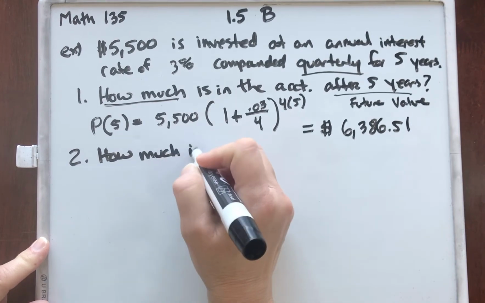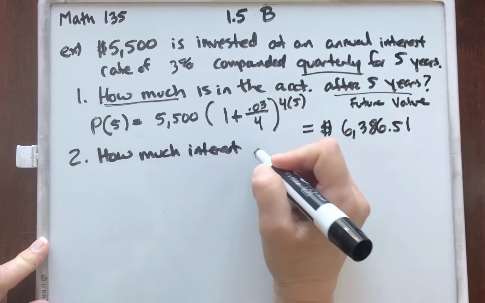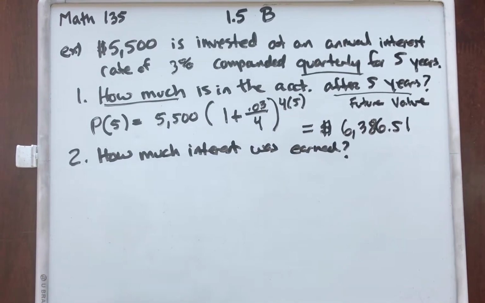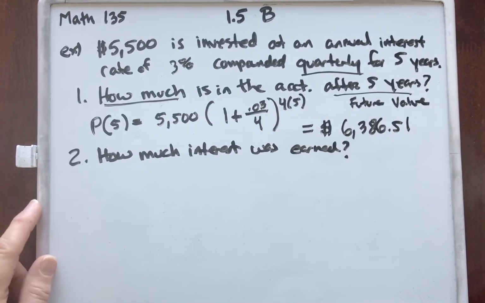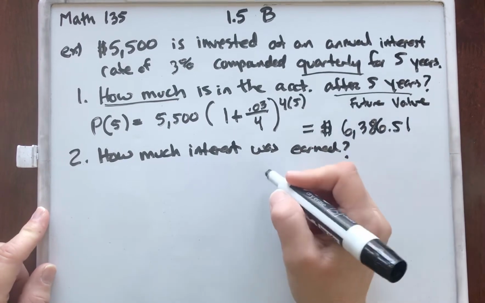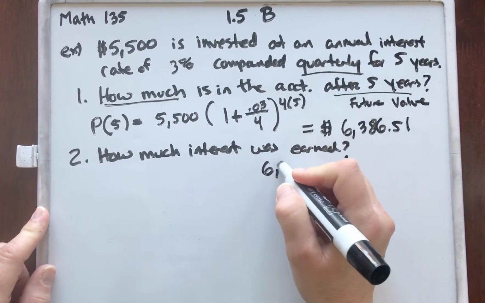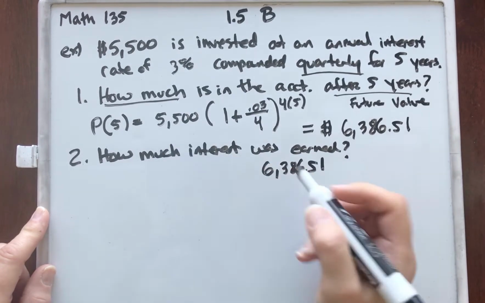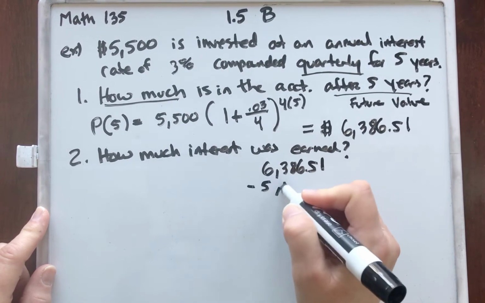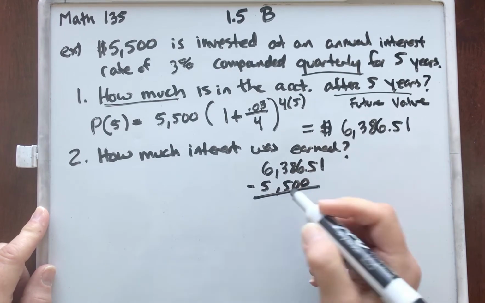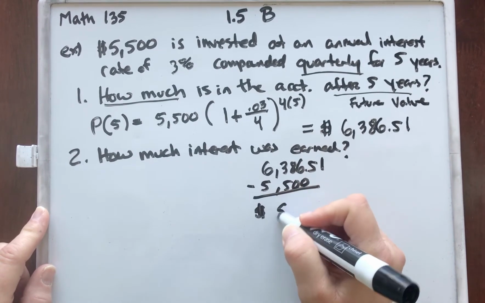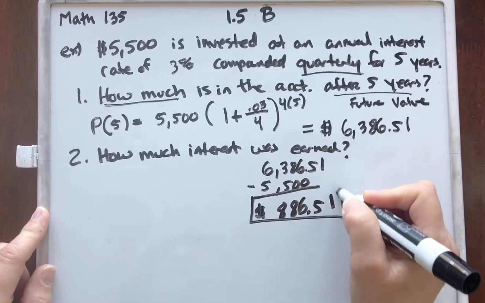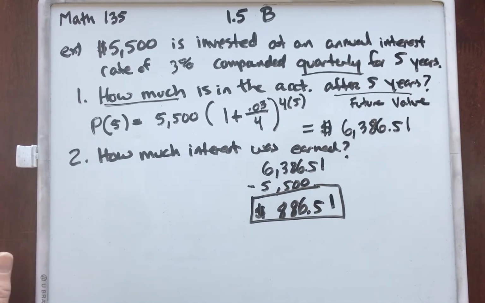All right, so the second question: how much interest was earned? Okay, and this is after 5 years. So we take the amount of money that we have after 5 years, 6386.51, and we subtract what we initially put in, 5,500. And we end up with $886.51. Okay, so that's the amount of interest that was earned.